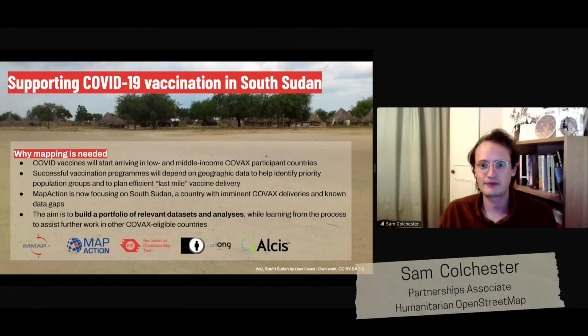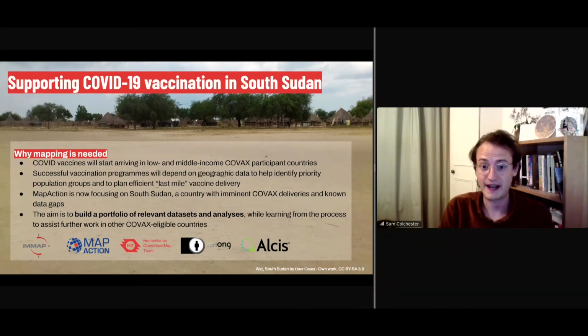So covax is COVID vaccination, and we were mapping South Sudan. This is actually part of a quite separate initiative to the broader covax initiative. This is part of an initiative called GIM, or the Geographic Information Management Initiative, between iMMAP, Carto&G, MapAction, ALCIS, and the Humanitarian OpenStreetMap team. So those organizations listed there.